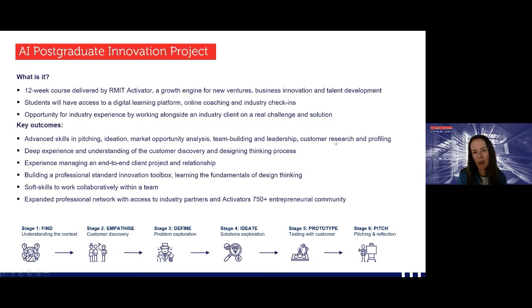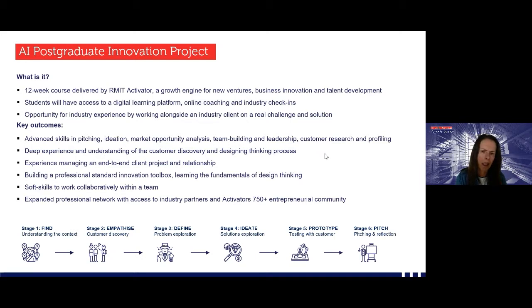As part of that, students have access to a digital learning platform, online coaching and industry check-ins, with face-to-face in a blended delivery mode. And there's the opportunity for industry experience, working alongside the industry client on a real challenge and solution. That's the key to it. It's a real industry challenge. And the outcomes of that are many, as it says on the slide. There's an industry focus, those advanced skills that are so important in terms of employability. So advanced skills, pitching, market opportunity analysis, team building, leadership.